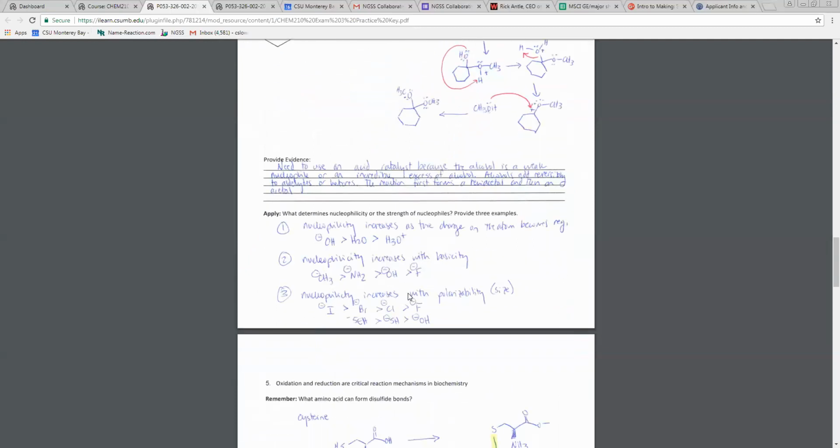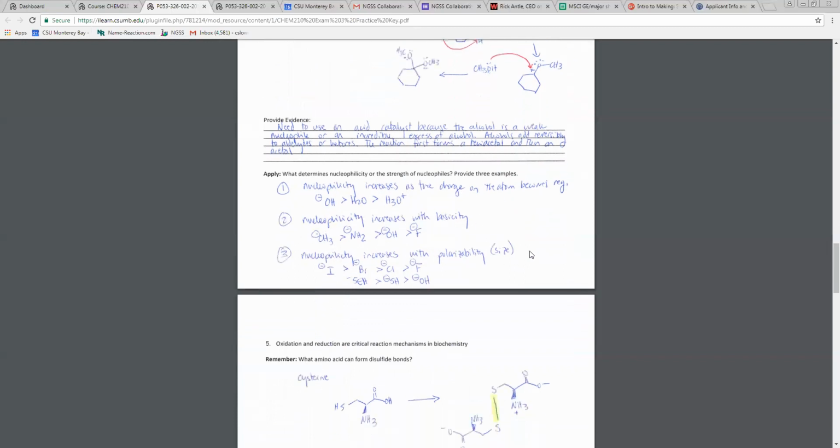So what determines nucleophilicity or the strength of nucleophiles? Three examples. Nucleophilicity can increase as the charge on the atom becomes negative. Nucleophilicity can increase with basicity. Nucleophilicity increases with polarizability or size.